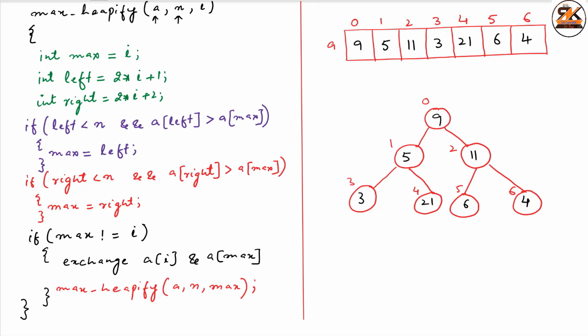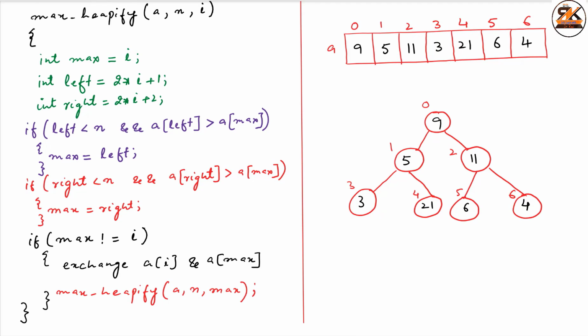Size of array, that is 7 in our case, and the value I, where we have to apply the heap sort method. For that we have to write another heap sort code where we will pass this value I, and that I will write here.